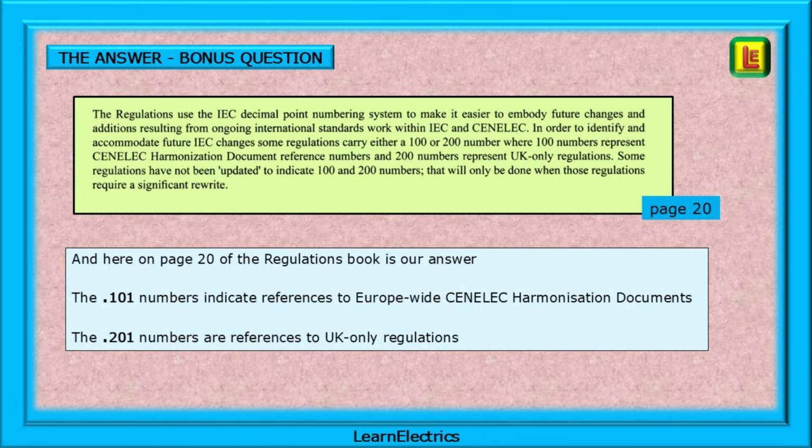And here, at the bottom of page 20 of the regulations book, is our answer. The .101 numbers indicate references to Europe-wide CENELEC harmonisation documents. The .201 numbers are references to UK-only regulations. Just a little something to keep at the back of your mental toolbox.